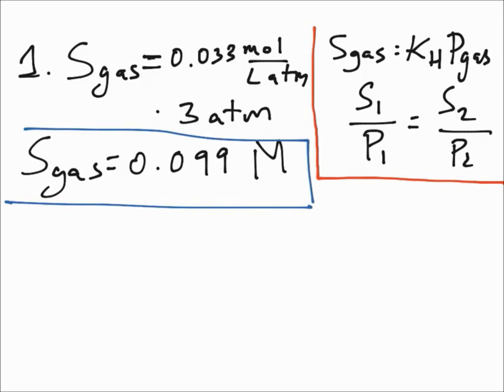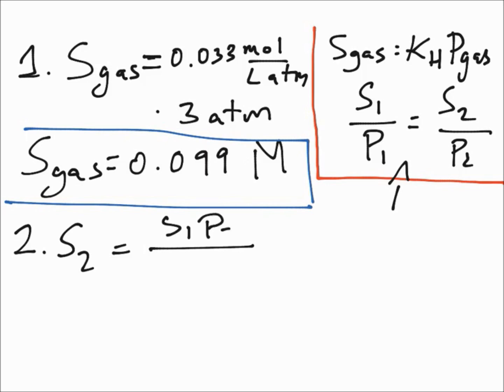And then question 2 asks for the solubility of the dissolved CO2 when the bottle is open. So now we have to consider the pressure of dry air. We can use our second equation, the alternate form, and arrange it to find what S2 is. So S2 is going to be S1 times P2 over P1, and we can just plug in the information we have.